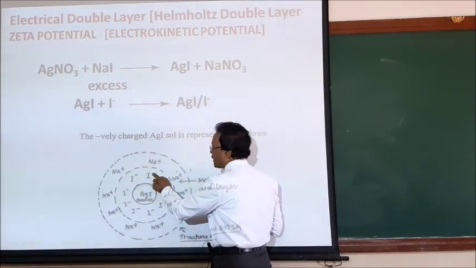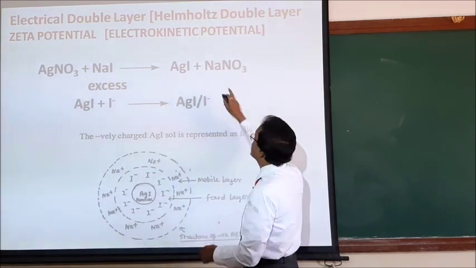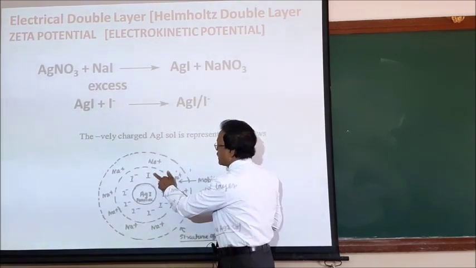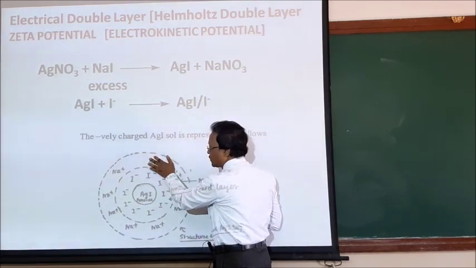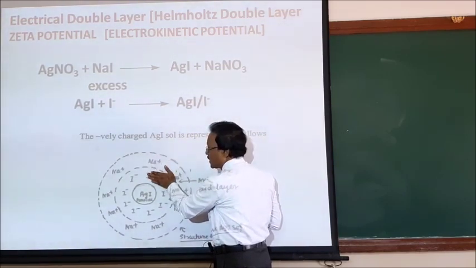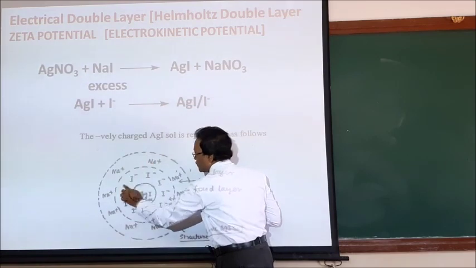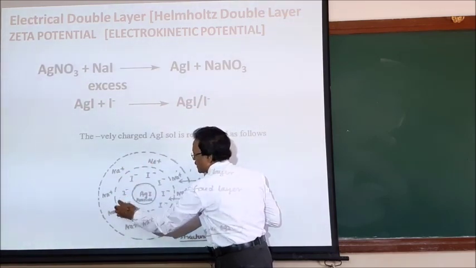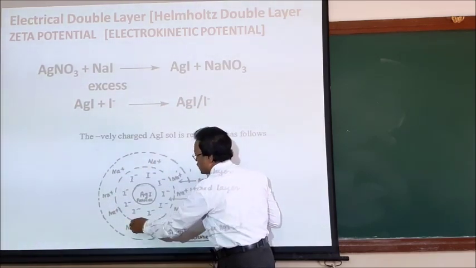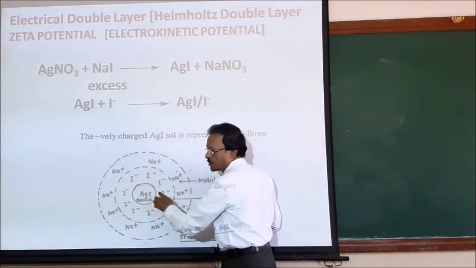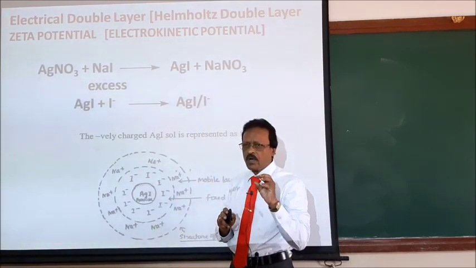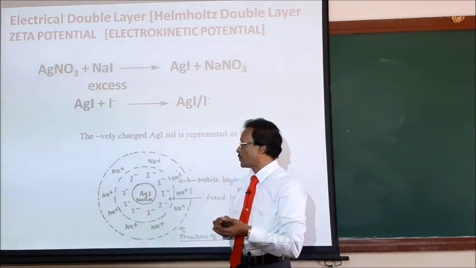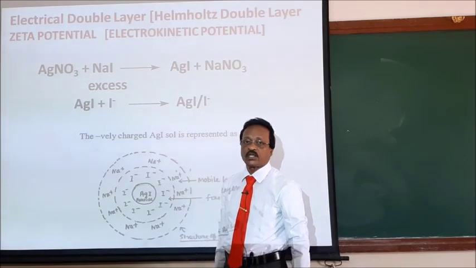In the dispersion medium, Na plus ions are there. So this I minus ion attracts Na plus ions. When the Na plus ions come towards the fixed layer, wherever there is I minus, Na plus attracts. So this is a layer of positive charges outside a layer of negative charges. We call it the electrical double layer. Because of this electrical double layer, a small amount of potential or current is developed. That is called the zeta potential.